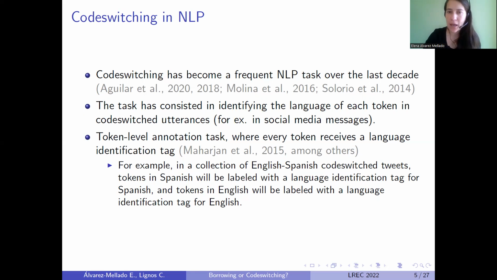So for example, let's say that we have a social media message that contains a code switch. The task would consist in detecting and identifying the language of each token in that message. In that sense, this has been framed as a token level annotation task, so every token in the sentence receives a language identification tag. Let's say we have a collection of code switched tweets, where part of the tweets are in English and part in Spanish. Tokens in Spanish will be labeled with a language identification tag for Spanish, and similarly, the tokens in English will be labeled with a language identification tag for English.